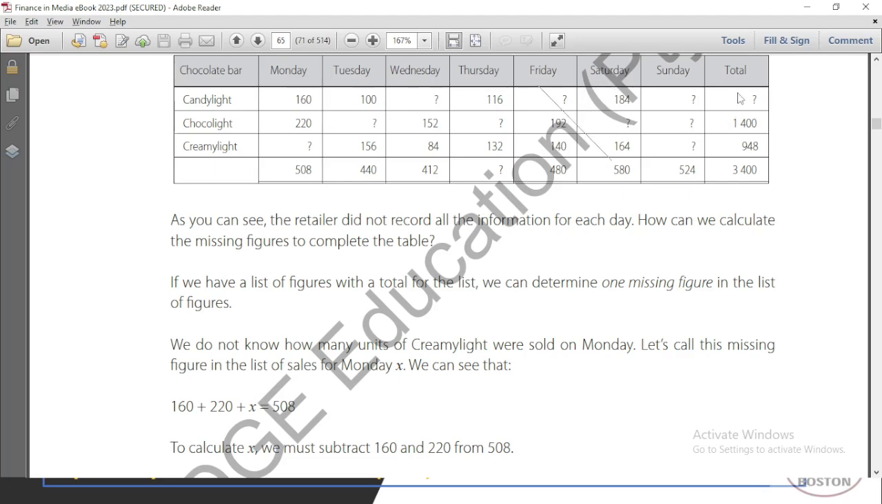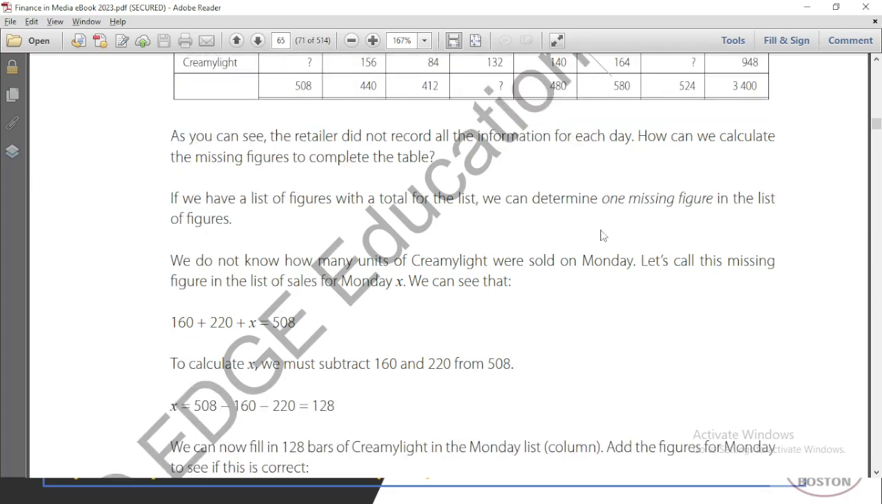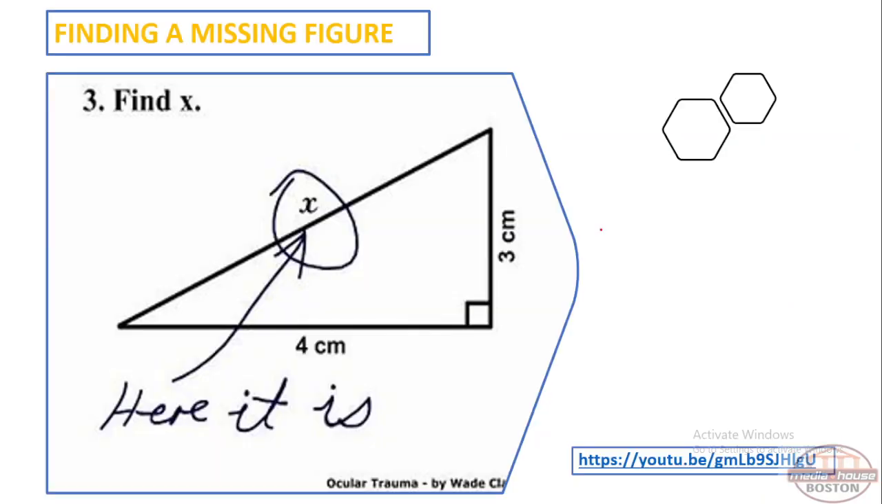Therefore, we have got totals for the whole week for chocolate, meaning that we can use the totals from Monday to Saturday, all chocolate, and then subtract them from the total to get the one for Sunday. So I've got an activity which I want us to do.